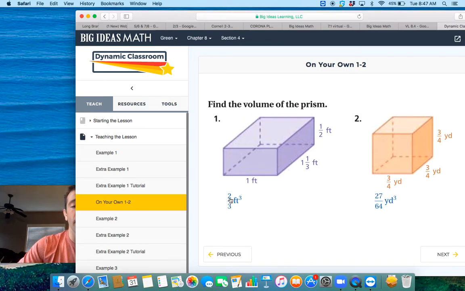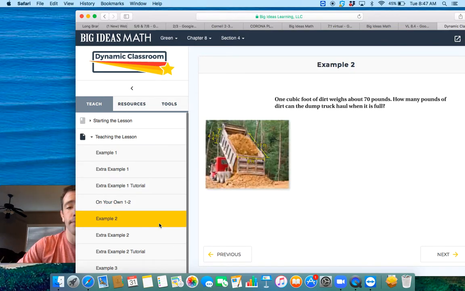Number 1 should have been 2/3 feet to the third power, cubed. Number 2 should have been 27 over 64 yards to the third power, or cubed. Don't stress about, oh man, it's raised to an exponent. That's just how you label things. It's a rule. I told you earlier it's because there's 3 dimensions, a length, a width, and a height. Cubed. So, let's practice this with some word problems now.